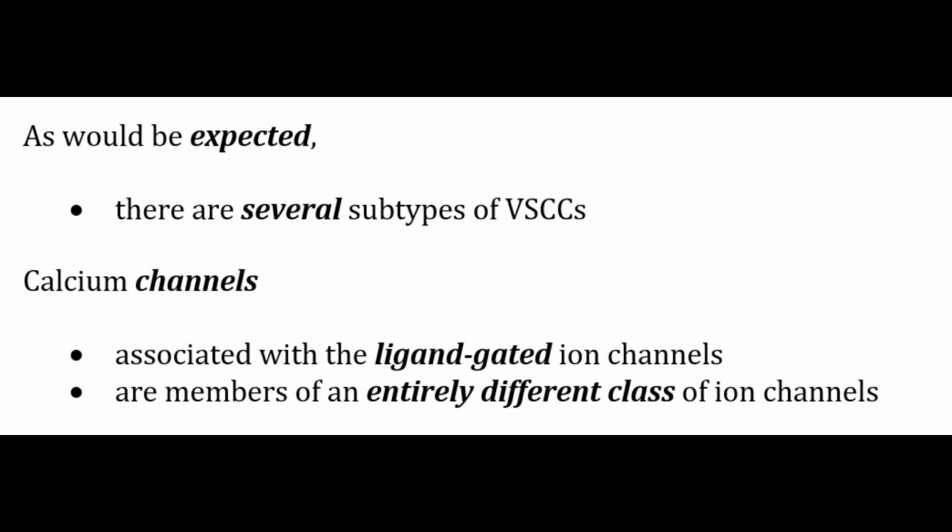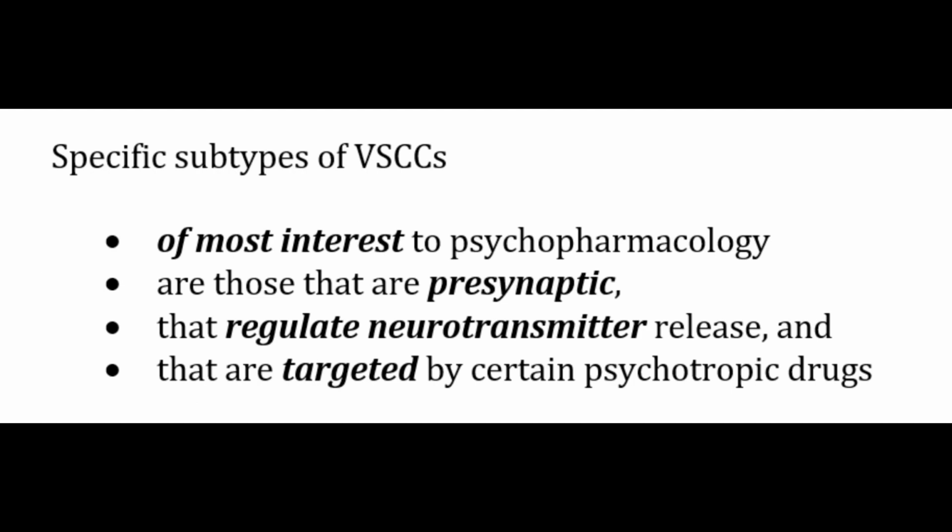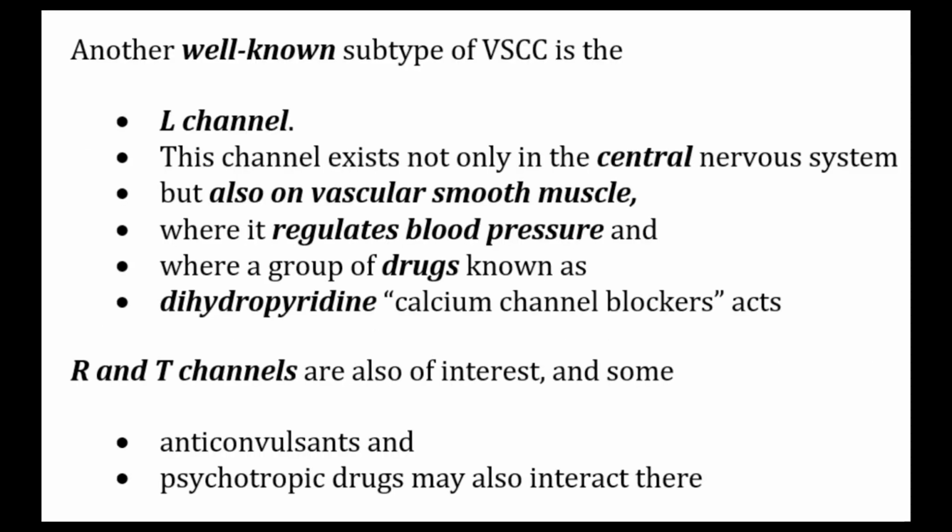Calcium channels that are associated with ligand-gated ion channels are members of an entirely different class of ion channels. The subtypes of calcium channels of most interest to psychopharmacology are those that are presynaptic and thus regulate neurotransmitter release and that are targeted by certain psychotropic drugs. Another interesting subtype is the L channel. These channels exist not only in the central nervous system but also on vascular smooth muscles, where they regulate blood pressure and where a group of drugs known as the dihydropyridines, also known as the calcium channel blockers, act.